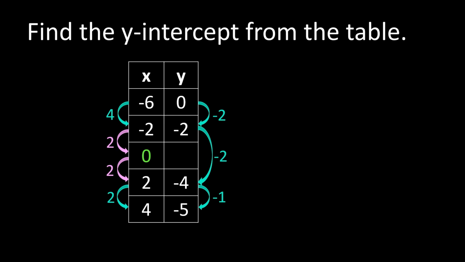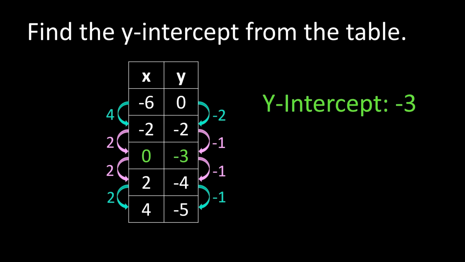Now, I did note that my x value of 0 is halfway in between -2 and 2. So my y value when x is 0 is going to have to be halfway in between -2 and -4. From -2 to -4, that was a change of -2. So half of that's going to be a change of -1. If you know that the y value you're looking for is halfway in between -2 and -4, you are either taking -2 and subtracting 1 from it, or you know that halfway in between -2 and -4 is -3. So the y-intercept for the line represented by this table is -3.